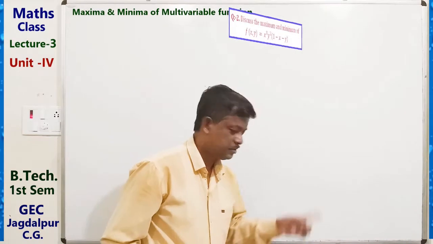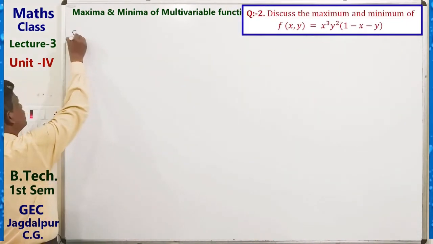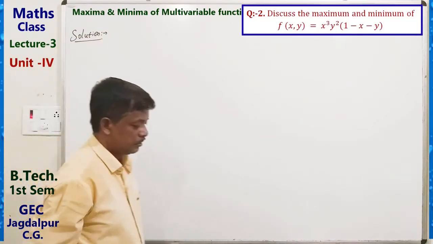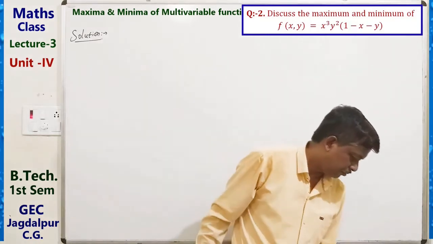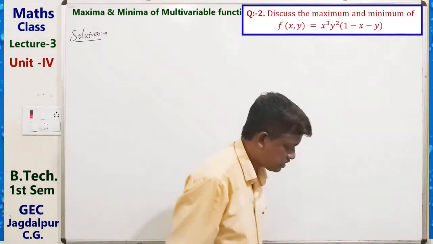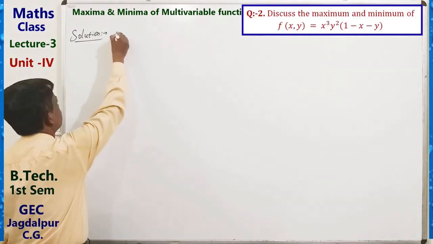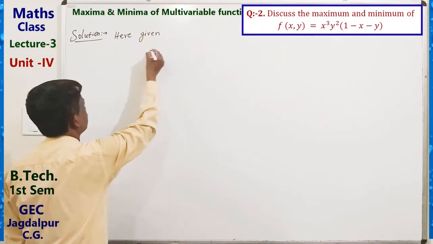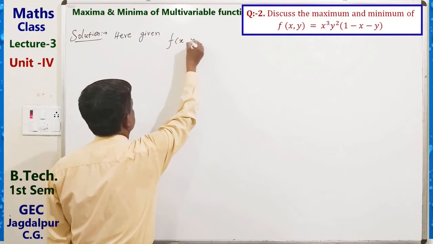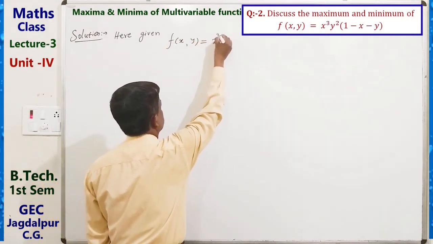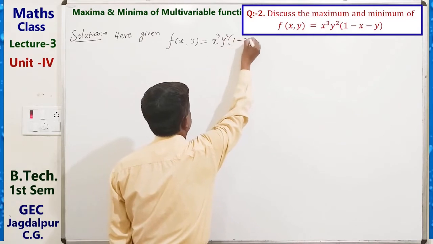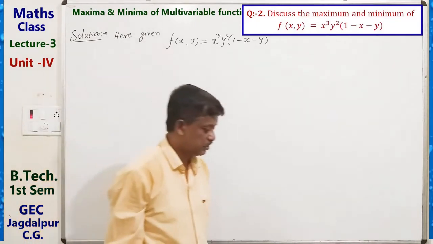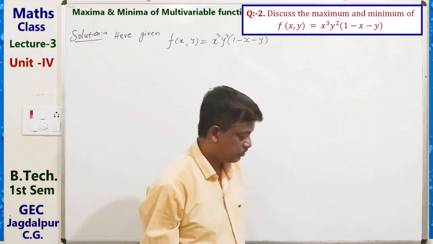Take the second question. Solution. That is, discuss the maxima and minima of f(x,y) equals x cube y square (1 minus x minus y). Here, given f(x,y) equals x cube y square (1 minus x minus y). So we just have to discuss the maximum and minimum for this function.